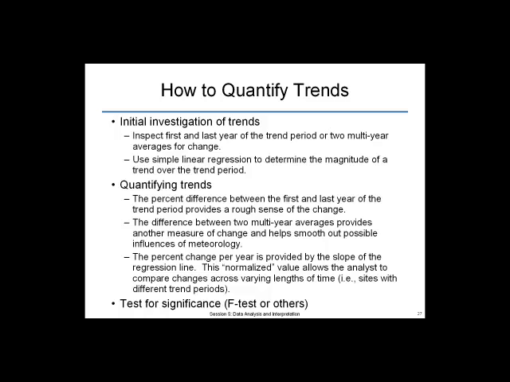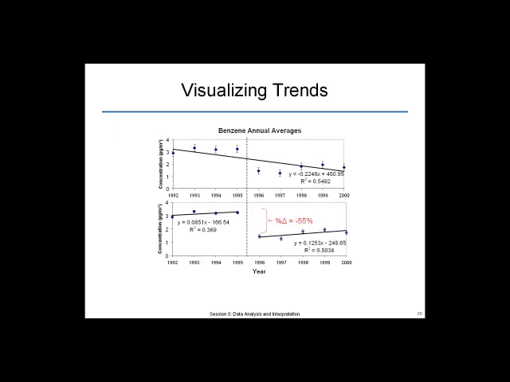That also helps you take out meteorology, if you do a rolling average, like a 3-year rolling average or something. And then we like to use this percent change per year that's provided by the slope of the regression line. You can then compare across data sets that have been collected over differing time periods. As I said, we could go back with some pollutants like benzene to 1990, and if you have this percent change per year, you can compare those data sets to other data sets. So it's a pretty slick way to look at the data.